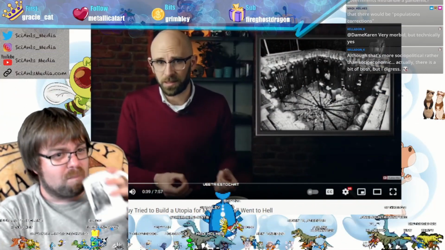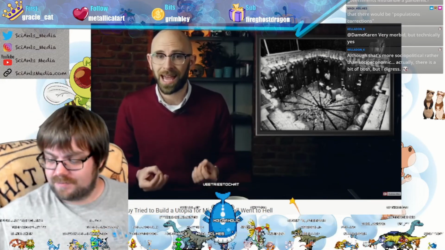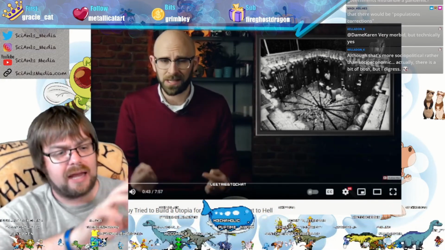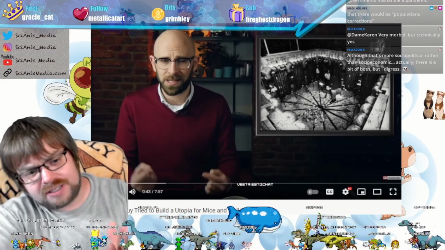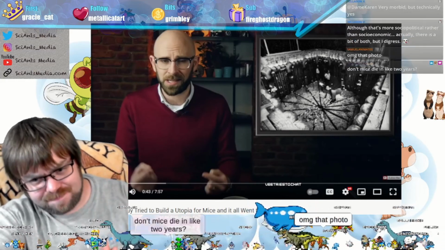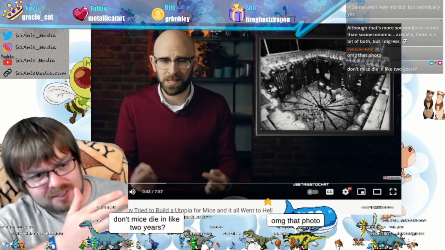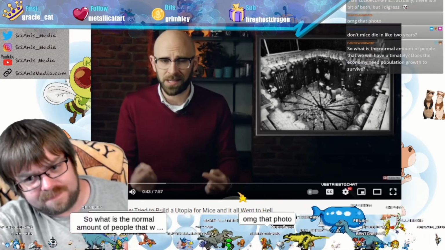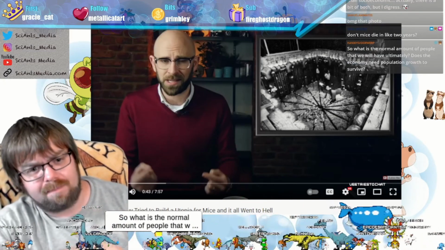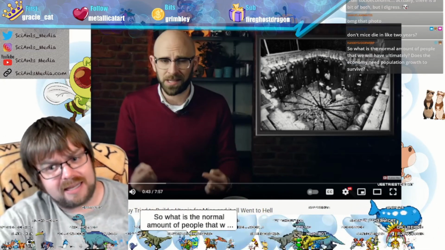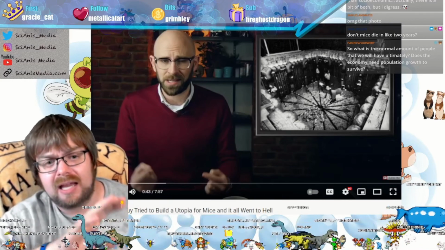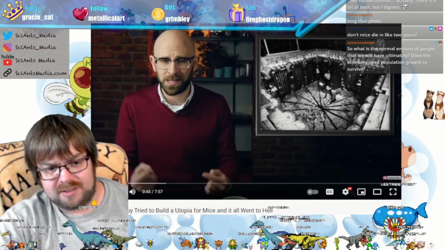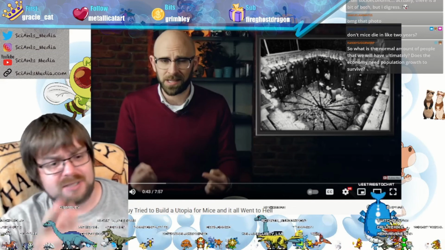Calhoun's mouse utopia was built with the needs of its mouse inhabitants firmly in mind. And I will say, his first experiments were with rats in the 40s. And then the second series, 20 years later, were with mice. And yes, mice do die in 2 years, Maddie, but there are males and females here. So they should have been reproducing like bunny rabbits.